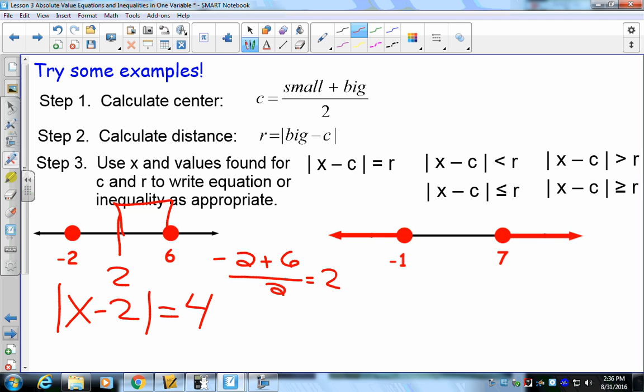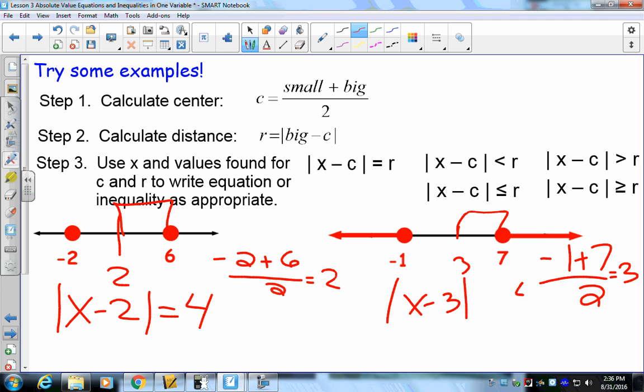Now our next example is an inequality. I can tell because they're shading, versus the other examples that just had dots, so therefore those were just equations. I'm going to do the same exact thing. -1 plus 7 divided by 2 gives me 3. So x minus 3. The distance is 4. Now I just have to think about my inequality sign. Well, I know it's an equal to because my circles are shaded in, and because it's an outside, it's an or. And we said or is a greater than.